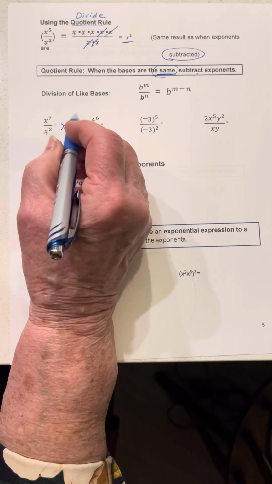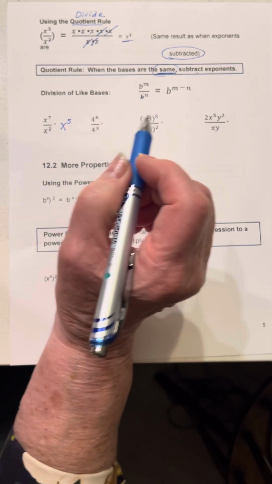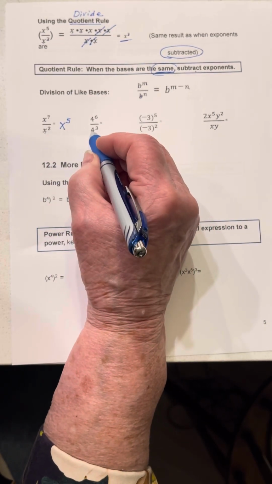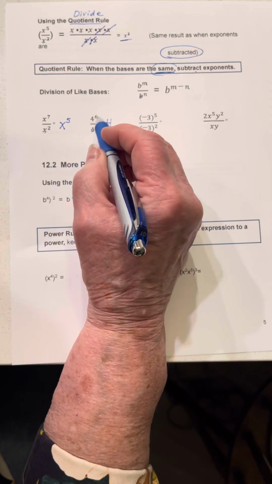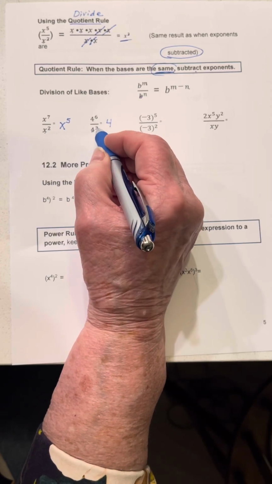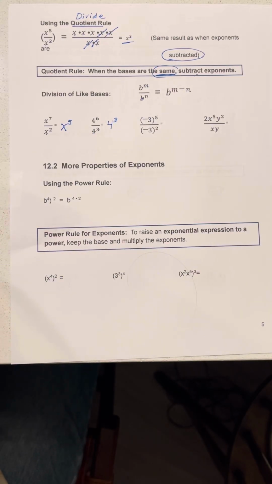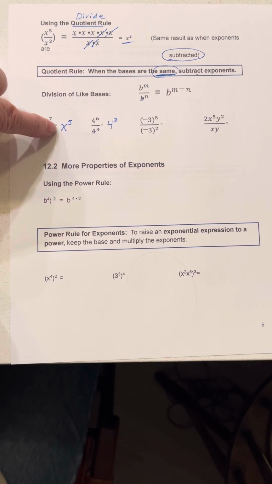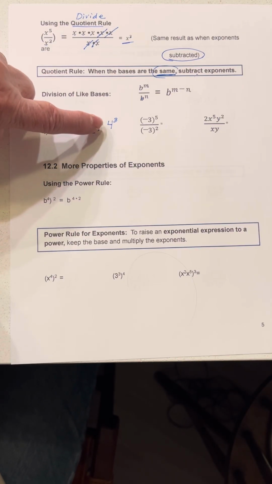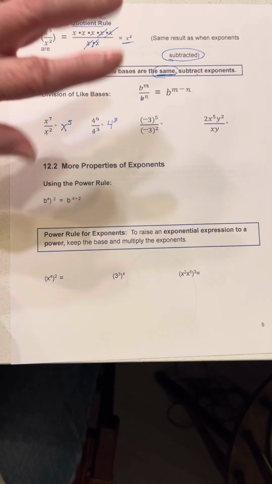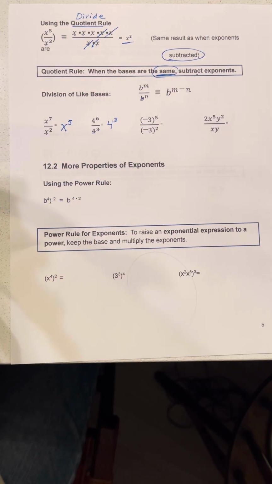7 minus 2 is x to the 5th. Here we're talking about 4 as the base, and we're going to subtract the exponents. 6 minus 3 is 3. And we can just leave these in exponent form. We don't need to go ahead and expand this. This we couldn't unless they told us what x was, but this we could expand. It would be 64, but we can just leave it in exponent form. I think that's what the directions in your book tell you.